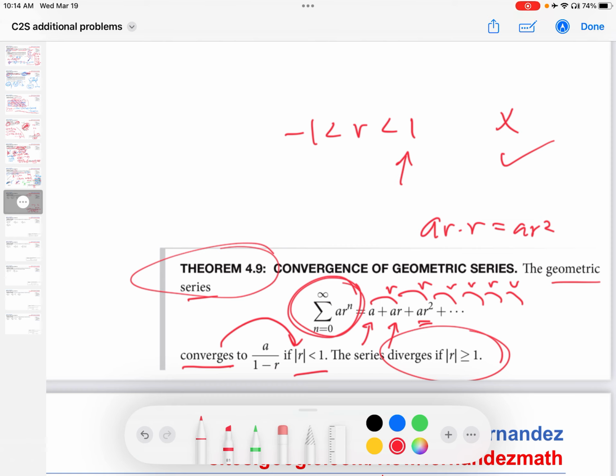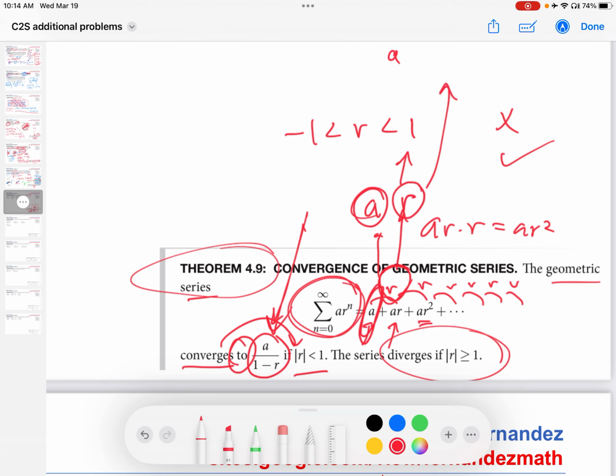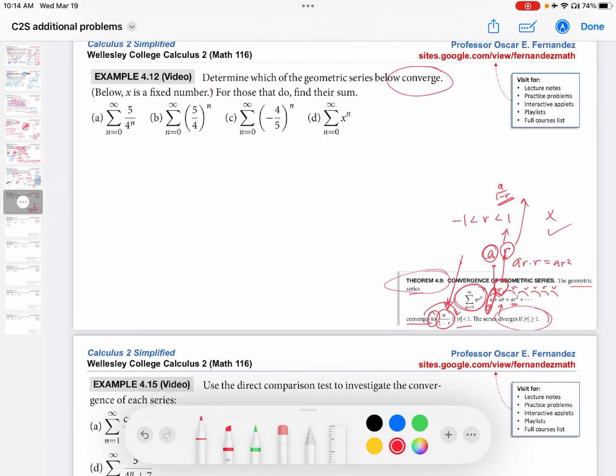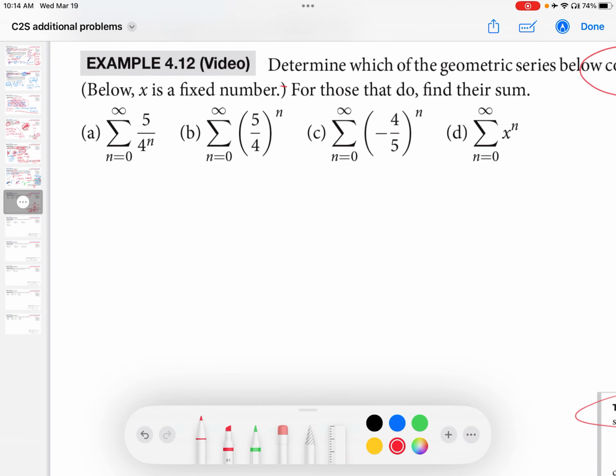Second thing, once we know it converges, what does it converge to? Looking down here, it converges to a over 1 minus r. So this is the benefit of figuring out what the first term in a geometric series is. That will be your a value. And then figuring out what this r factor is, that would be your r value. Once you know a and r, the series, if it converges, will converge to a over 1 minus r. Okay, so that's a quick little review of the theorem. So now let's apply that over here.